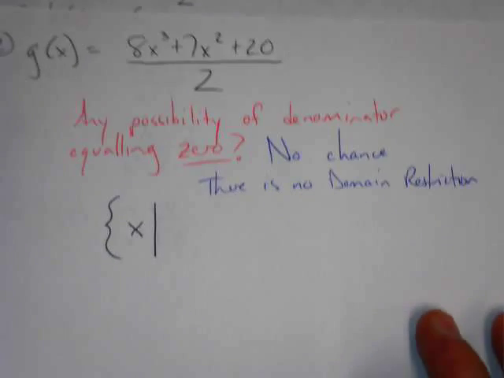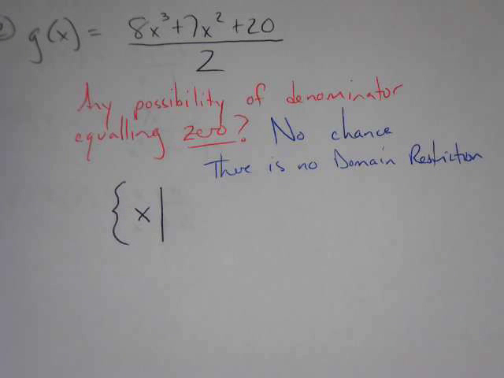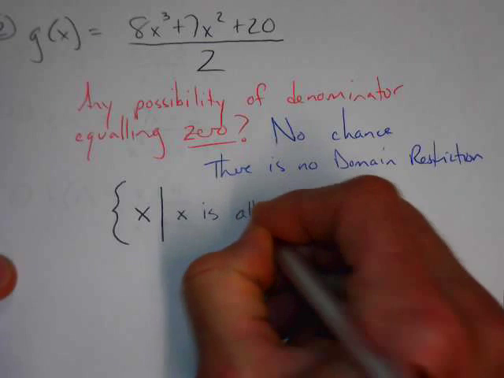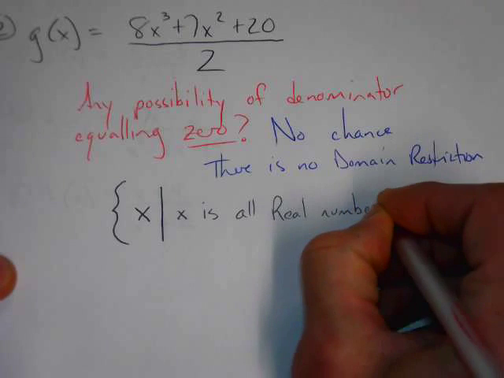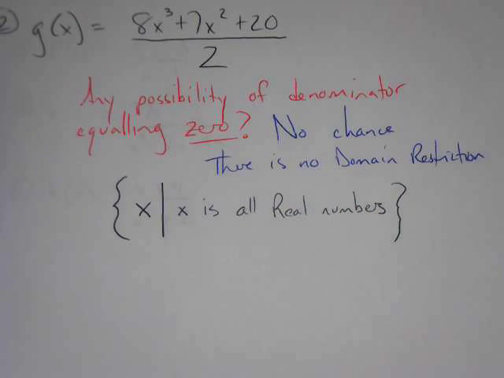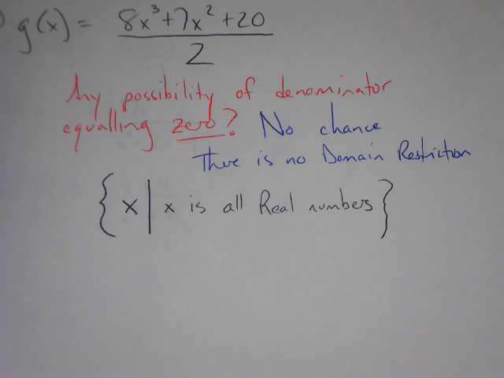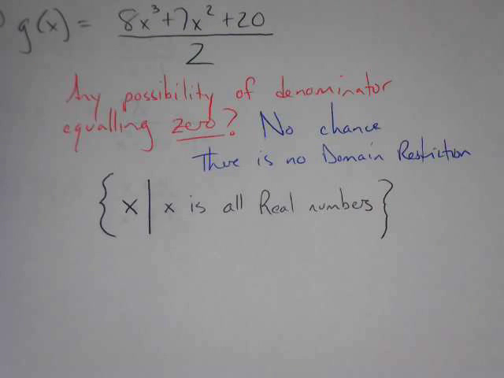All this is saying is, for the variable x, what can x be, or what can't x be. So we'll say for all x, x is all real numbers, or we can just say all real numbers. There is no restriction. Either way, it's set builder notation. You want to get used to how it looks: you get the brackets, you're defining for x, and then you're stating what x can or cannot be.